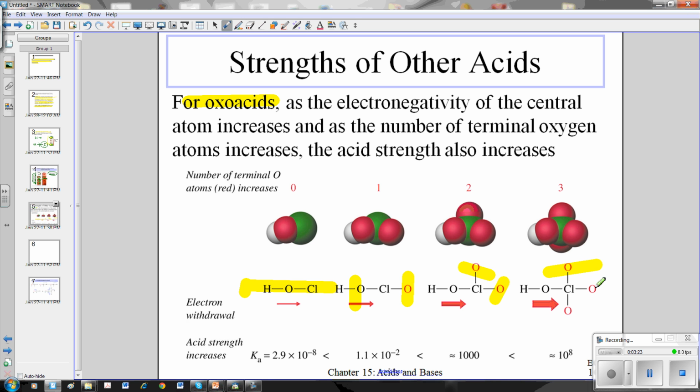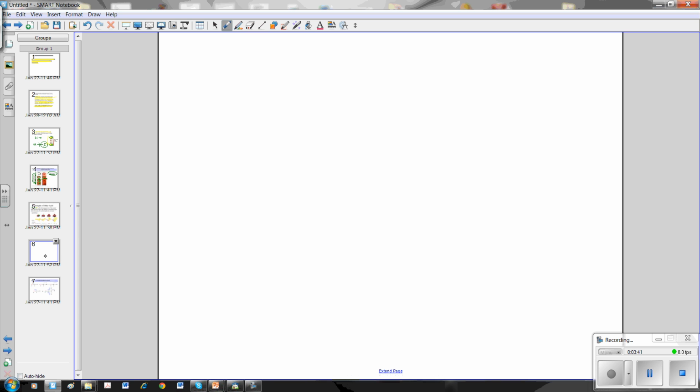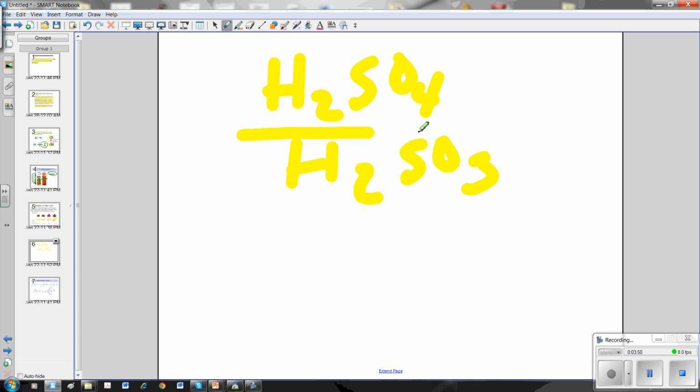So as I increase the number of oxygens finally getting to 4 here, I actually increase the strength of the acid. So if you have the same element, chlorine, chlorine, chlorine, and chlorine, but as you increase the number of oxygens, you weaken the bond between the hydrogen and the oxygen, making it easier to snap off. That's why when we compare H2SO4 versus H2SO3, H2SO4 is considered a strong acid. This is a weak acid. It has to do with the number of electrons.